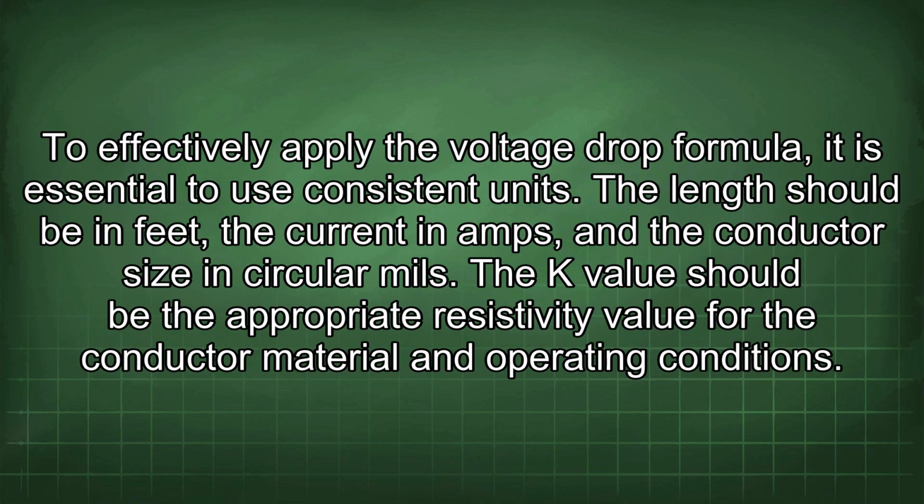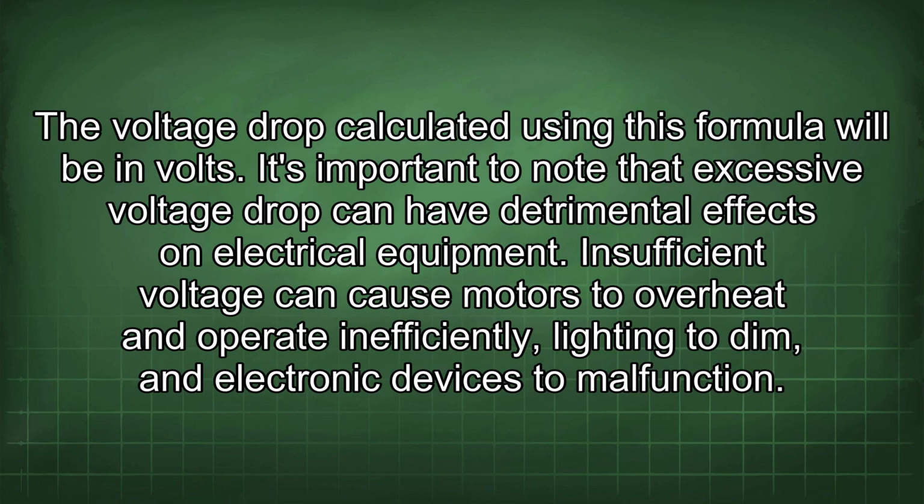To effectively apply the voltage drop formula, it is essential to use consistent units. The length should be in feet, the current in amps, and the conductor size in circular mils. The K value should be the appropriate resistivity value for the conductor material and operating conditions. The voltage drop calculated using this formula will be in volts.